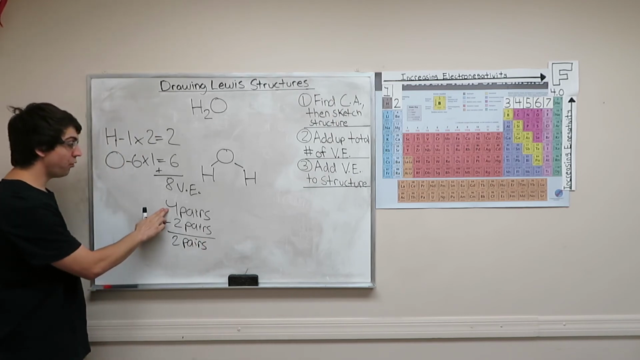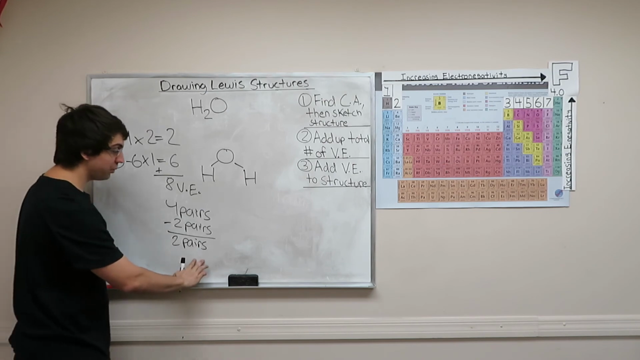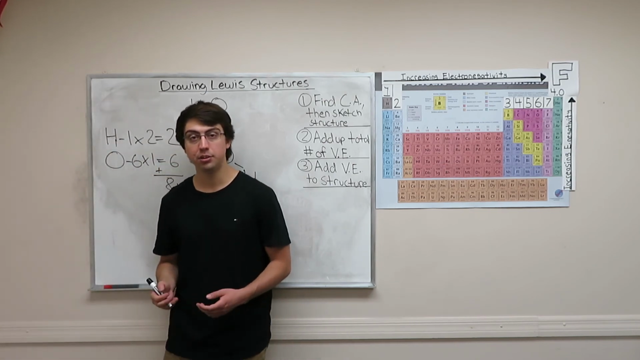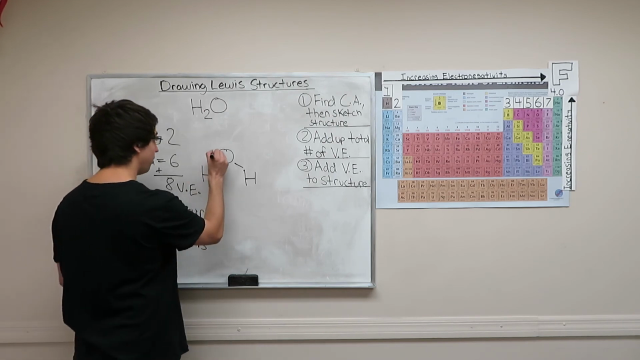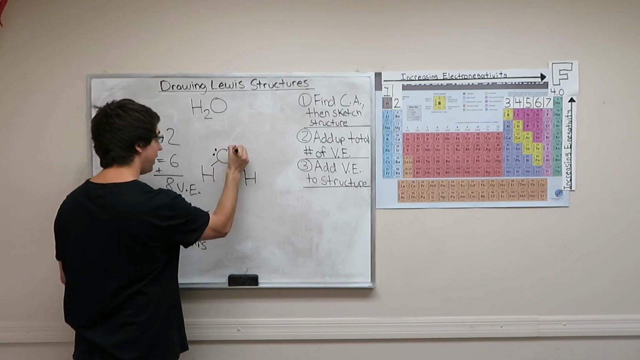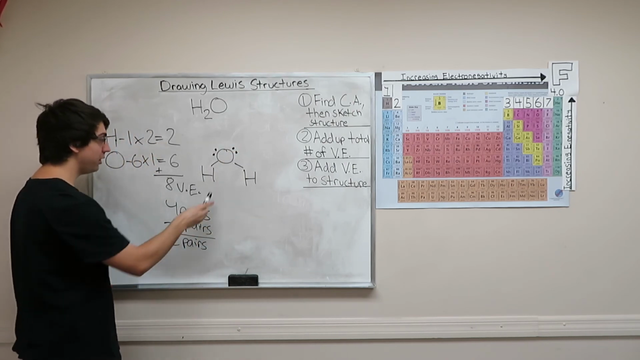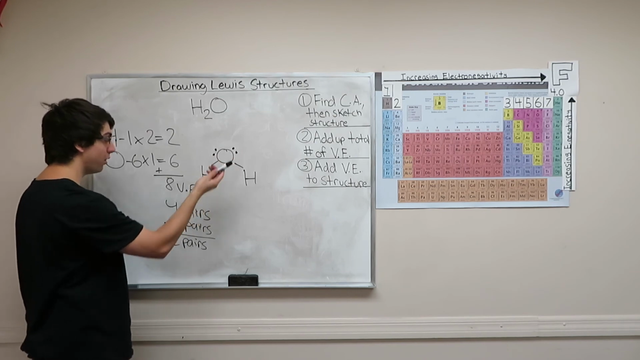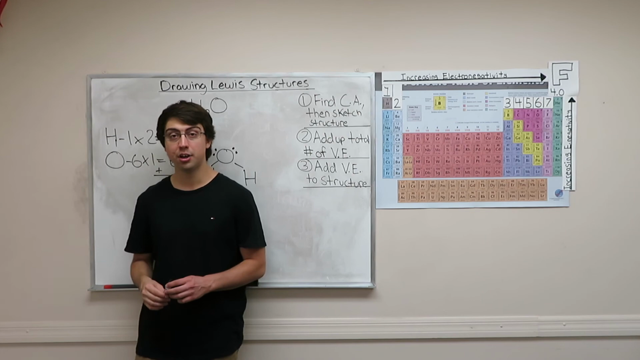Alright, so we start off with 4 pairs, and then we use 2 pairs by connecting it. And that's going to leave us with 2 pairs left over that we still need to use. And those last 2 pairs are going to be lone pairs of electrons. So we're just going to put them on the oxygen. So we have 1 lone pair here, and then another lone pair here. And we used up our 4 total pairs. We used up 1, 2, 3, 4. We used up our 4 total pairs, and this water molecule structure is done.